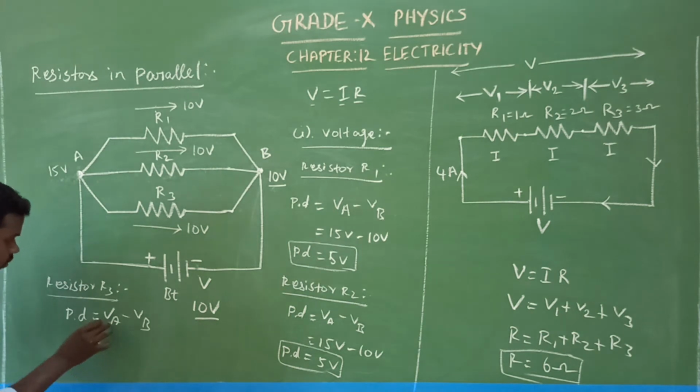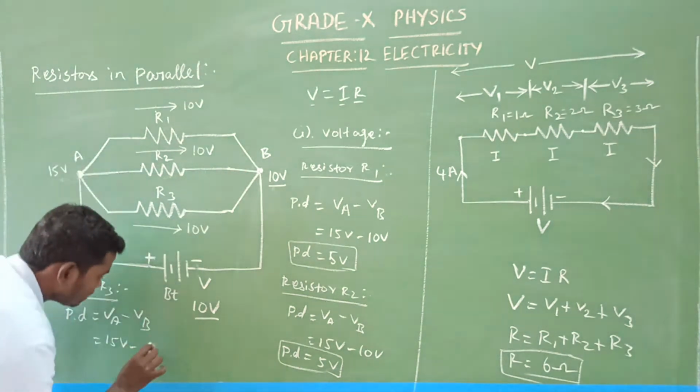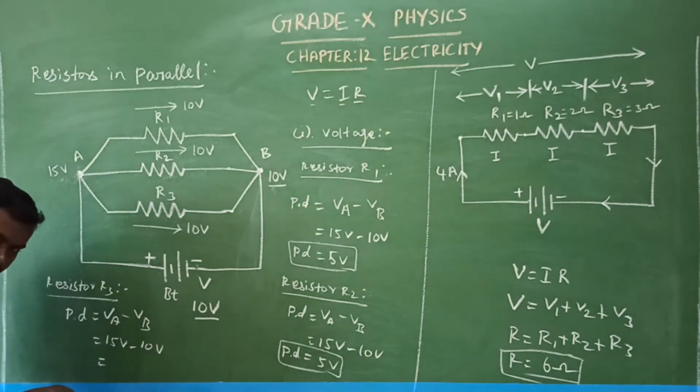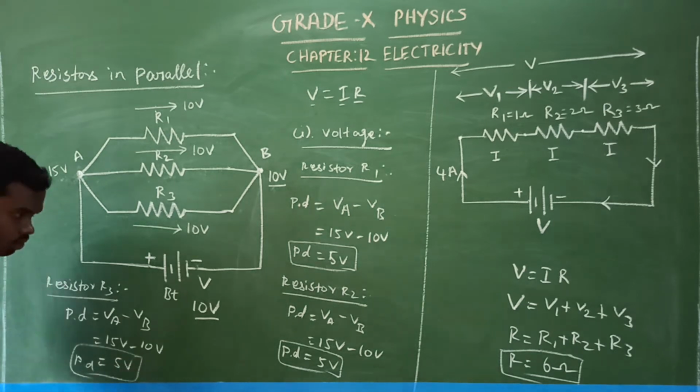Is it clear? So VA value, how much? The same 15 volt, minus VB, which is the same 10 volt. So what is the value, sir? There will be 5 volt.